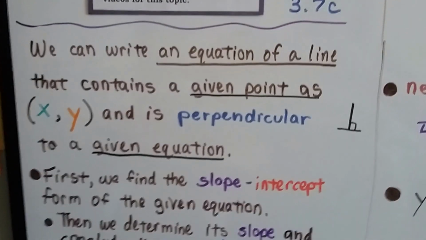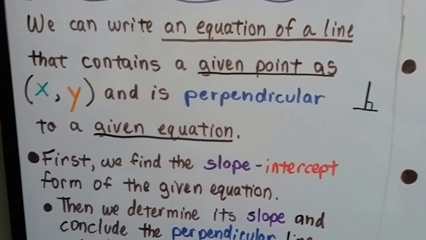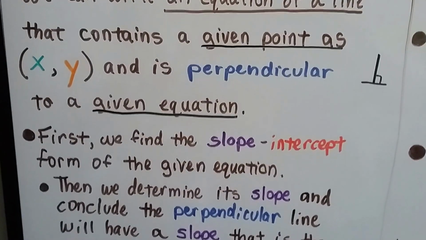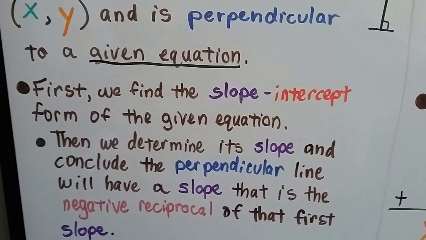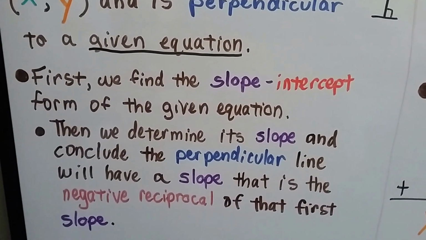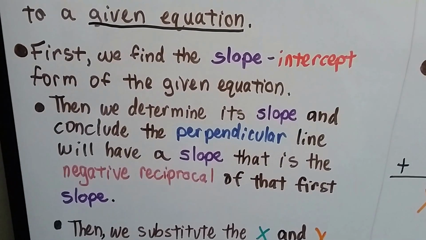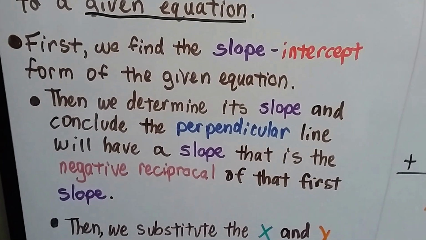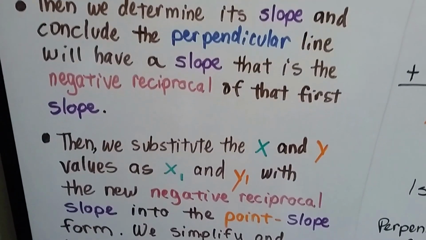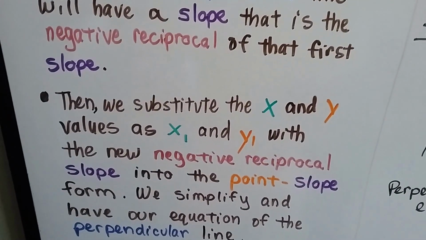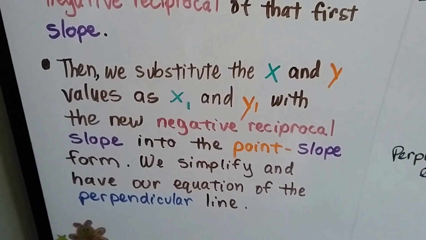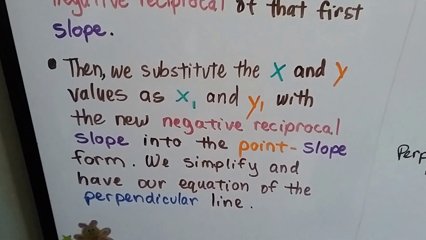We can write an equation of a line that contains a given point, as x and y, and is perpendicular to a given equation. First, we find the slope-intercept form of the given equation, and then we determine its slope and conclude the perpendicular line is going to have a slope that is the negative reciprocal of that first slope. Then we substitute the x and y values as x1 and y1 with the new negative reciprocal slope into the point-slope form. We simplify and we have our equation of the perpendicular line. So let me show you.